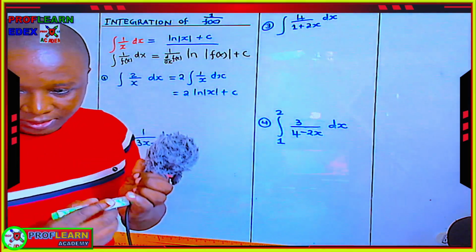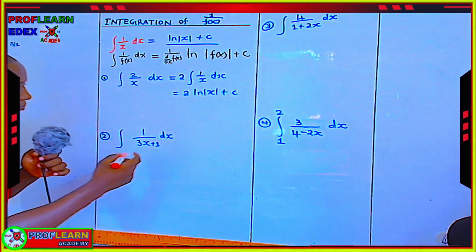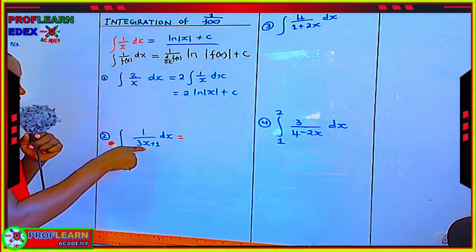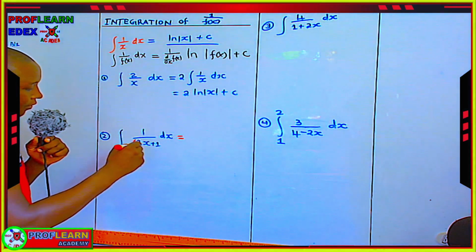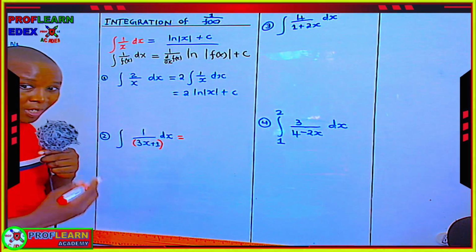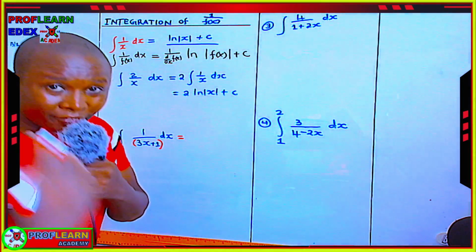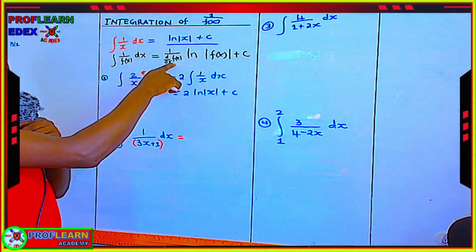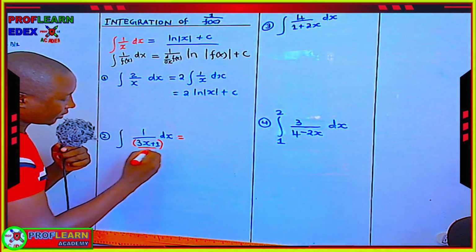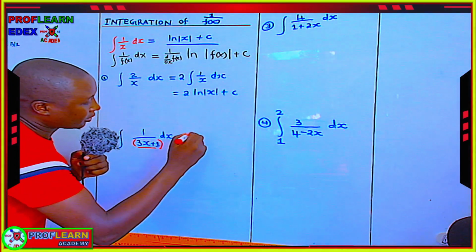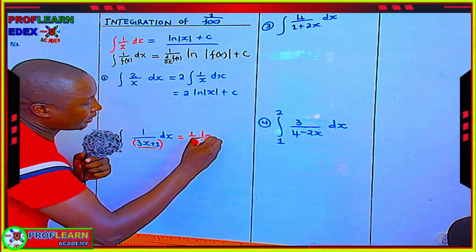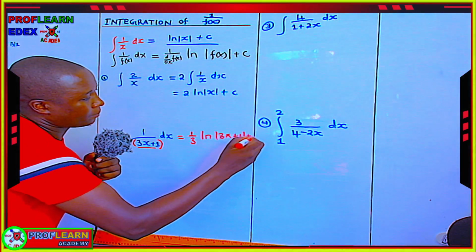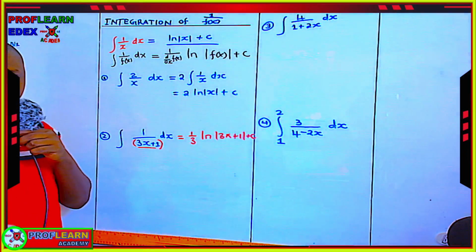So let us go. The first thing you're going to do is to differentiate the function that we have here. Differentiating 3x plus 1, what do you get? Yes, we are integrating, but you differentiate first so that you have what to put 1 over. So differentiating this, we get 3. So we say 1 over 3, then ln of the absolute value of 3x plus 1, then plus c.